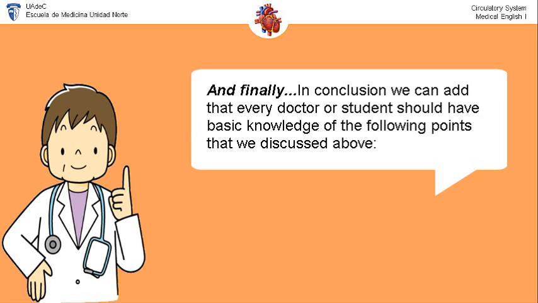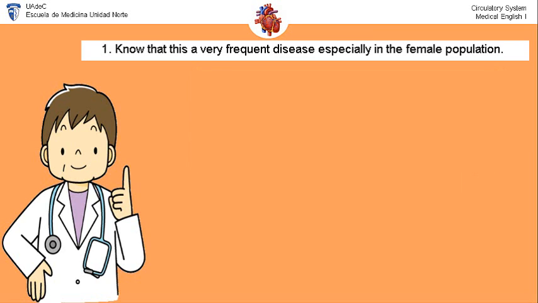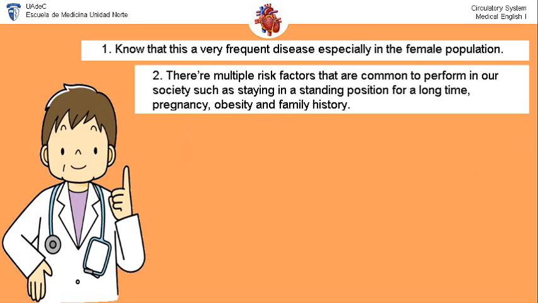And finally, in conclusion, we can add that every doctor or student should have basic knowledge of the following points that we discussed above. Number 1. These are very frequent diseases, especially in the female population. Number 2. There are multiple risk factors that are common in our society, such as standing for a long time, pregnancy, obesity, and family history.